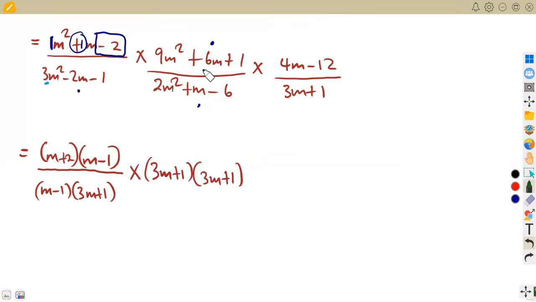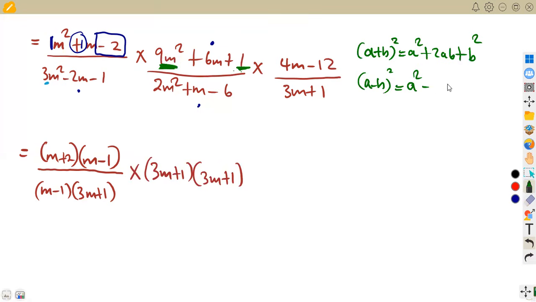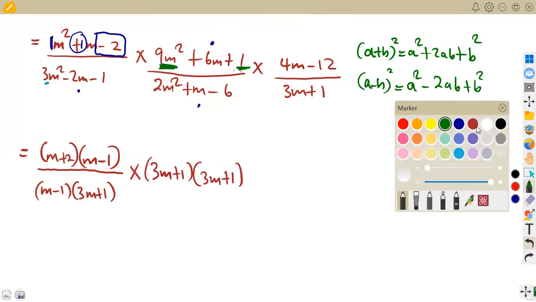as a perfect square expression, where the first term is a perfect square, and the last term is a perfect square. Whenever you see this type of expression, you use this concept: (a + b)² is equal to a² + 2ab + b², or (a − b)² is equal to a² − 2ab + b². So what you need to check is this.